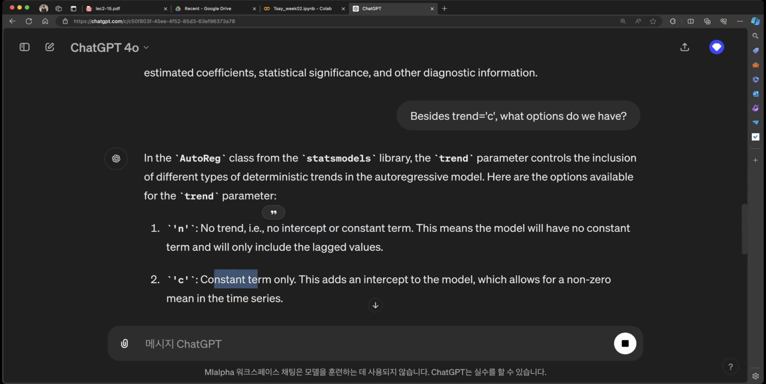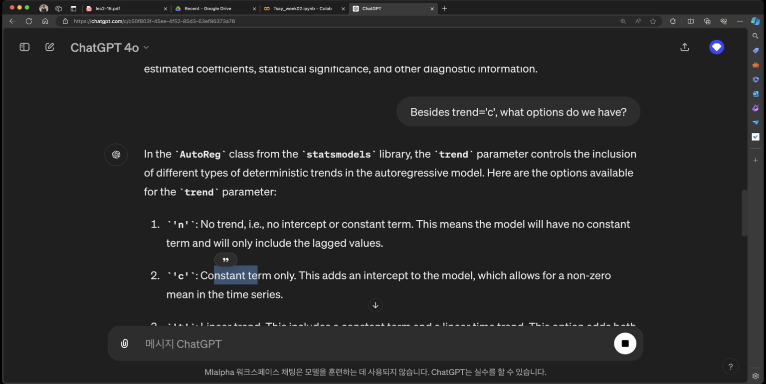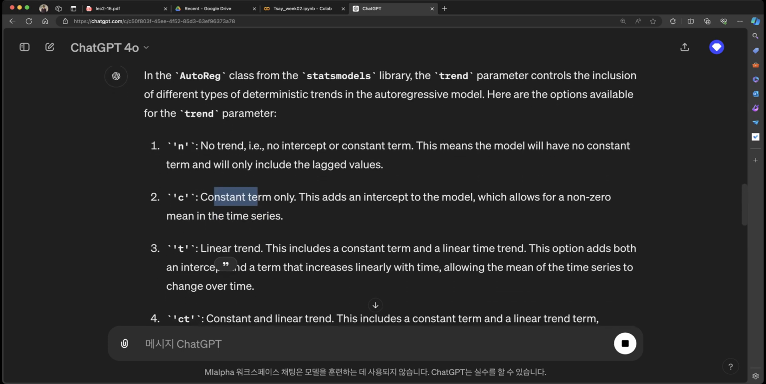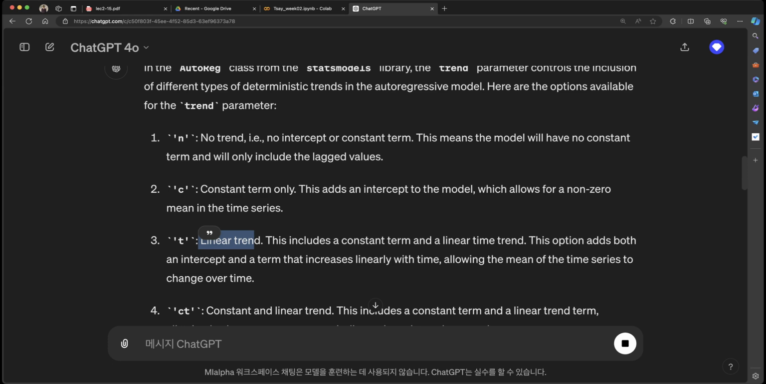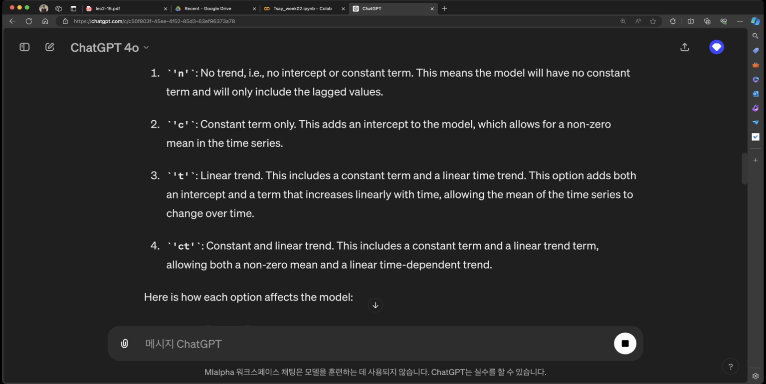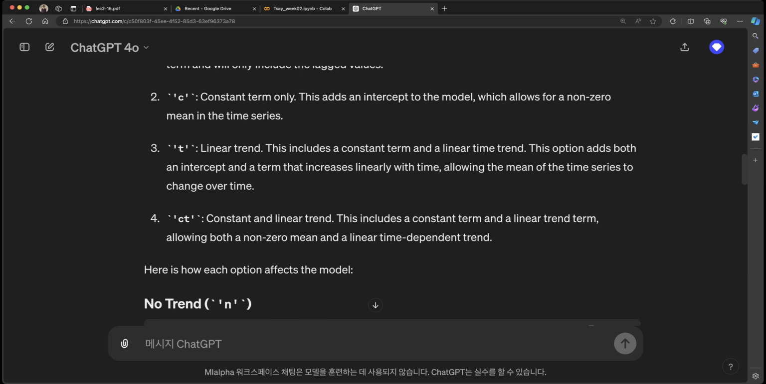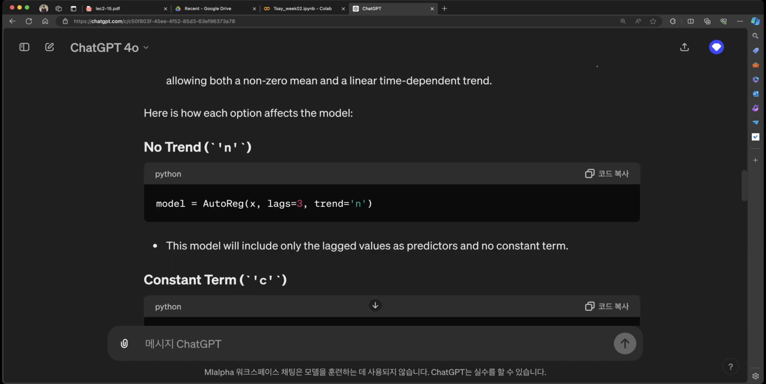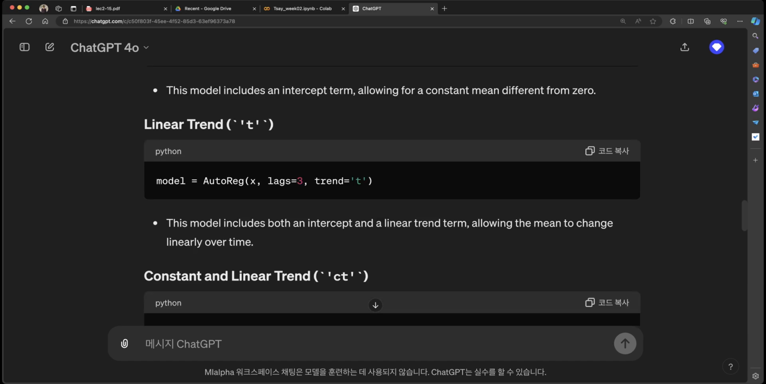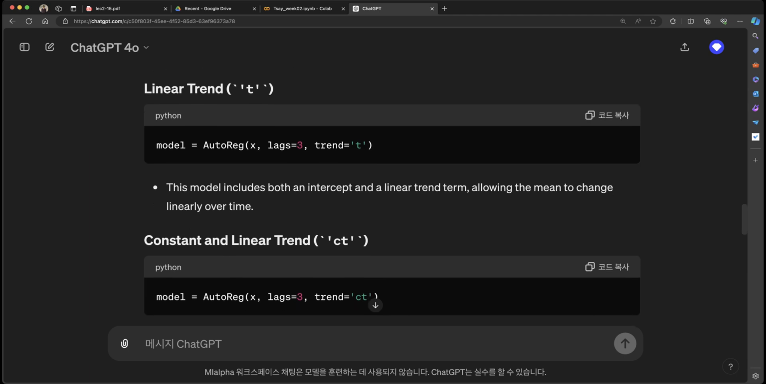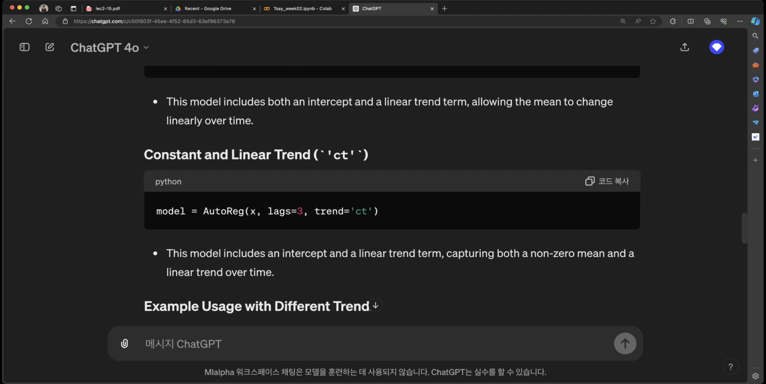C is the constant term only. Then T, we can maybe include a linear trend. This is the constant and linear time trend, that is both the intercept term and a term that increases linearly with time. CT is constant plus linear trend. So there are a couple of examples like this. If you think there is a trend, you want to include T or CT over here.